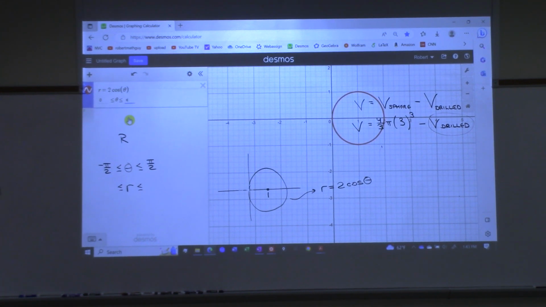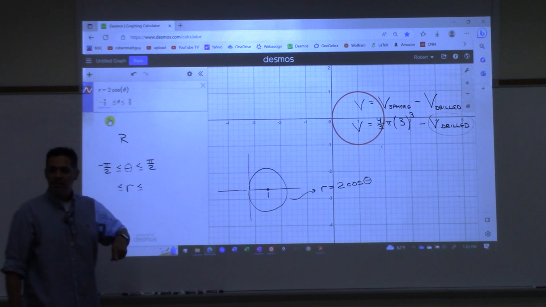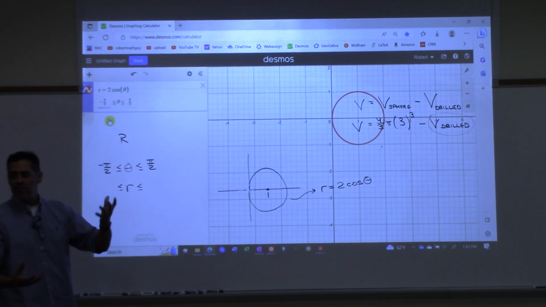So I could have gone from 0 to pi, or I could have gone negative pi over 2 to pi over 2. What you don't want to do is go 0 to 2 pi, because what would happen if you go 0 to 2 pi? It draws it twice. So that would be incorrect, because then you're getting twice as much.